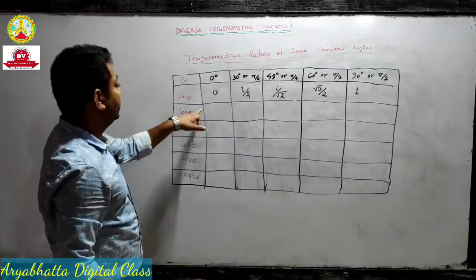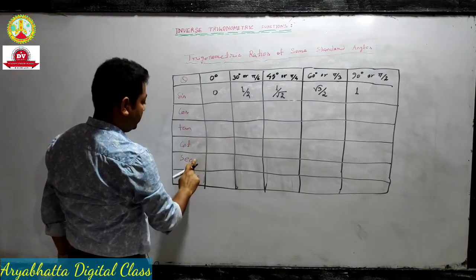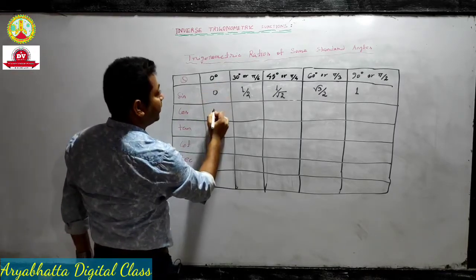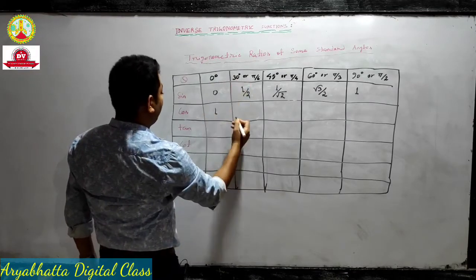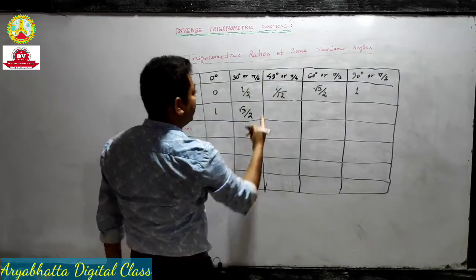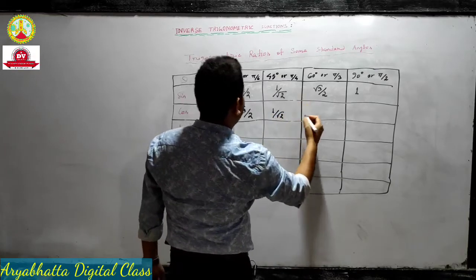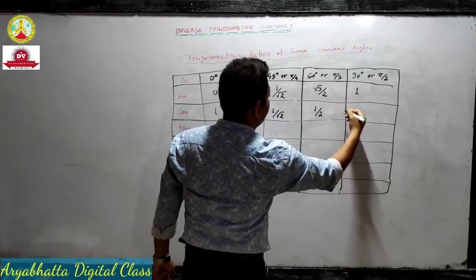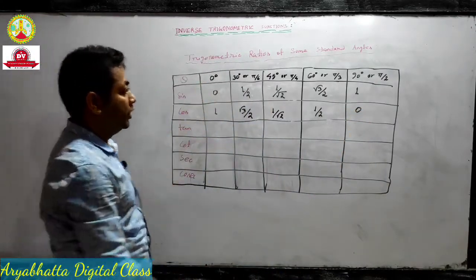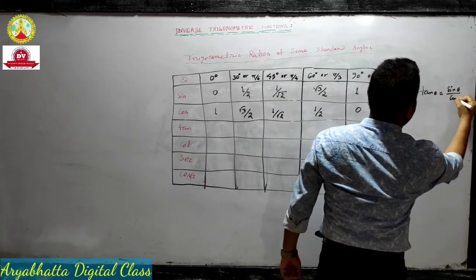Next cos 0 degree equal to 1, cos 30 degree equal to root 3 by 2, cos 45 degree equal to 1 by root 2, and cos 60 degree equal to 1 by 2, cos 90 degree or cos pi by 2 equal to 0. Next tan 0 degree, we know that tan theta equal to sin theta by cos theta.